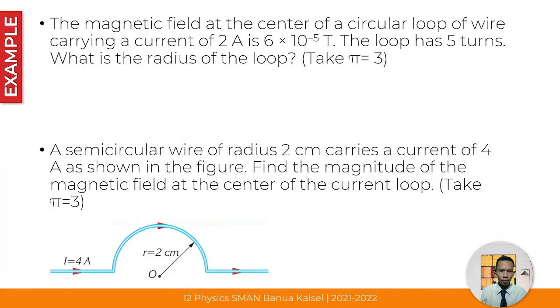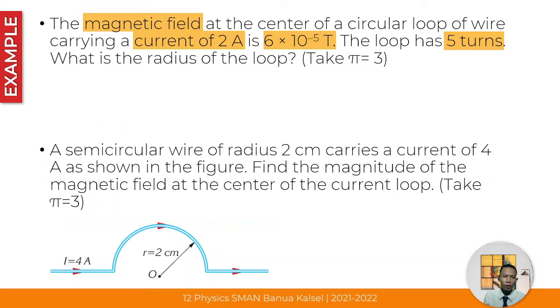Then the first example: the magnetic field at the center of a circular loop of wire carrying a current of 2 ampere is 6 times 10 to the power of minus 5 Tesla. The loop has 5 turns. What is the radius of the loop? We will use pi as 3. What we have in the question: the magnetic field is 6 times 10 to the power of minus 5 Tesla, the current is 2 ampere, and 5 turns.